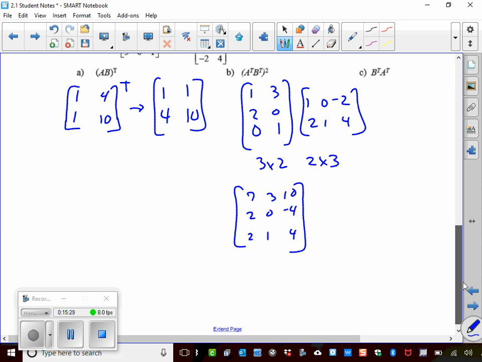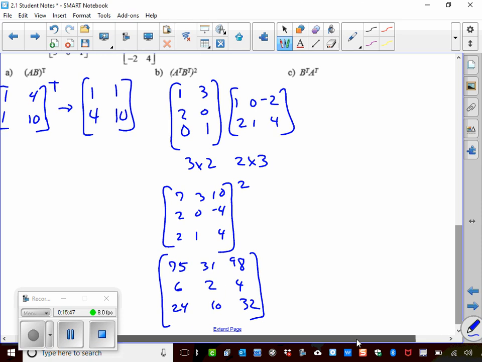So remember, then it says to square that, and so I would put that in my calculator. 7, 35, 31, 98, 6, 2, 4, and 24, 10, and 32. So remember, to square it, you have to multiply it by itself.